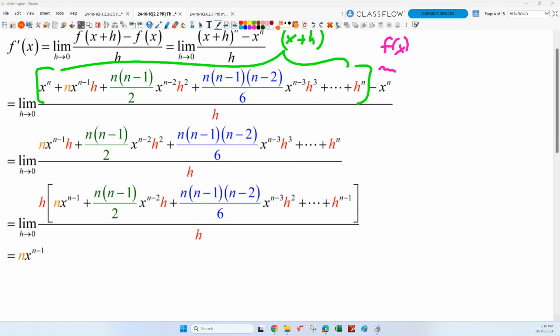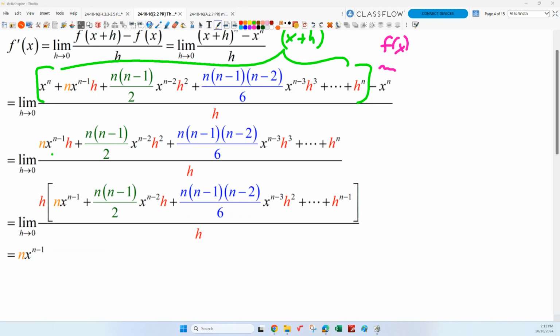Every term has an h. What happens if I undistribute an h? What's left behind from the first term? Well, just that, right? n times x to the n minus 1. What's left from the second term? I've got an h to the 1. From the third term, I'm going to have an h squared left over. In fact, I'm going to be able to factor an h out of every term, aren't I? And the very last term would be left with h to the n minus 1. Agreed? See that? Now what?